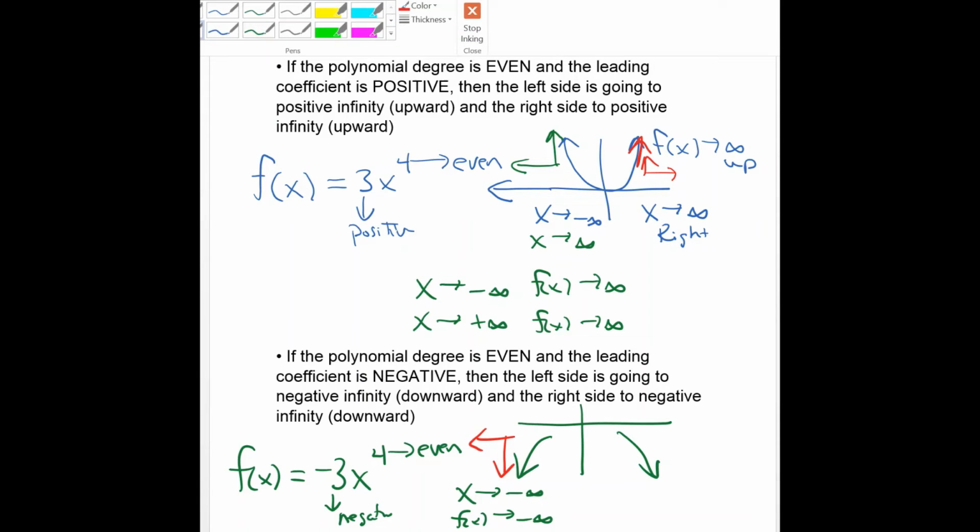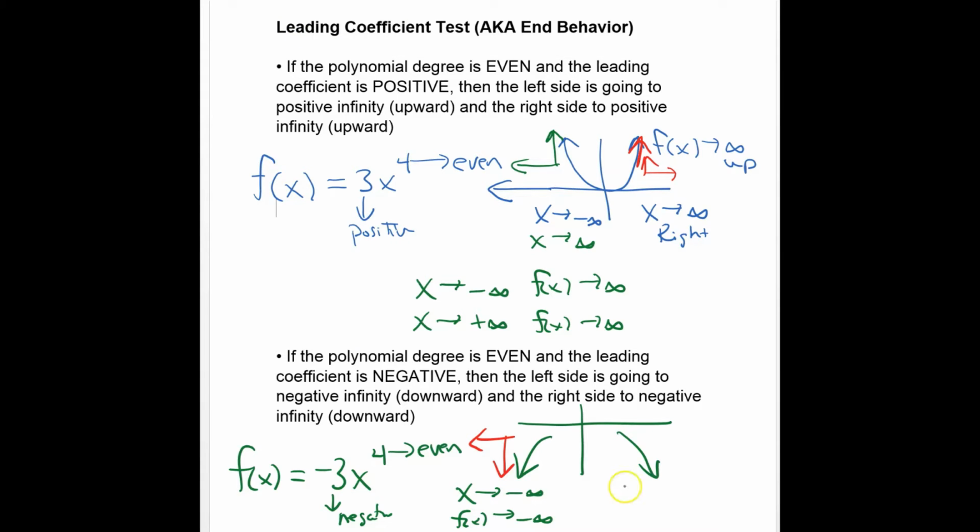Now let's take a look at the right side. So the right side is saying as x goes to positive infinity, which is the same thing as saying as you go to the right, what is my f of x doing? So as I go to the right, what are my answers doing? They're going downward. So that means f of x goes to negative infinity.